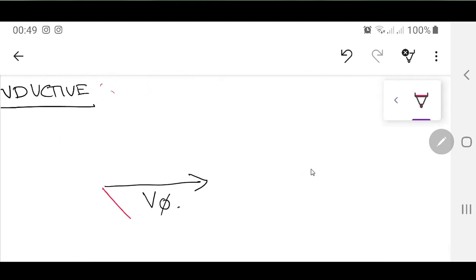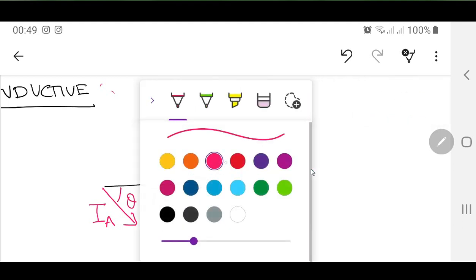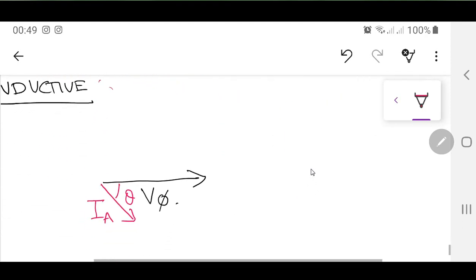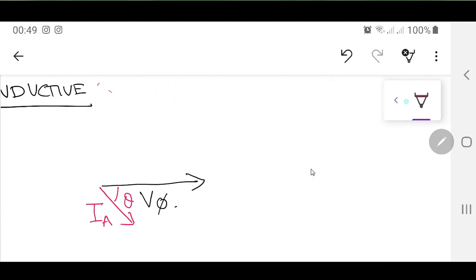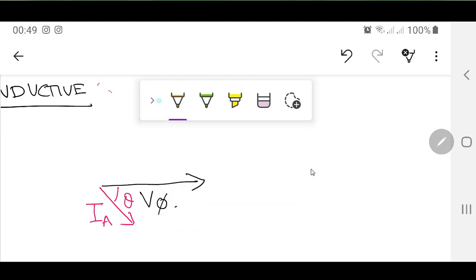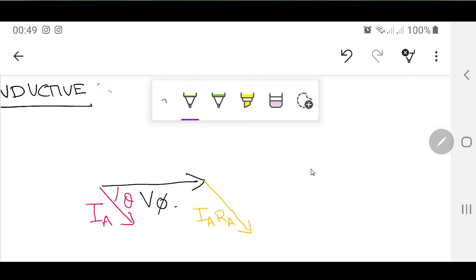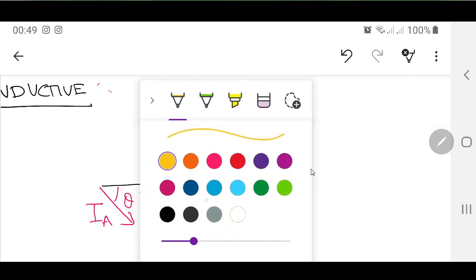So what is going to happen? This is going to be IA. This is going to lag by an angle theta over here. So what happens now, the next vector which I have to add over there, I have to use the yellow color actually because I just want to keep the same. So IA RA is going to be just parallel to this IA. So this is going to be that IA RA, and the next vector is going to be that green color.